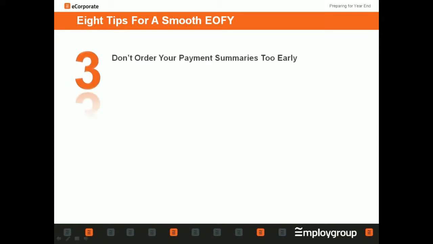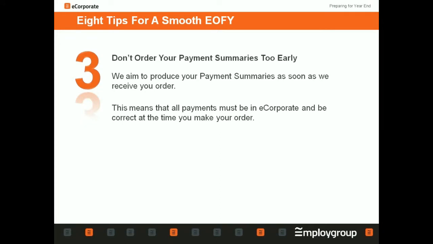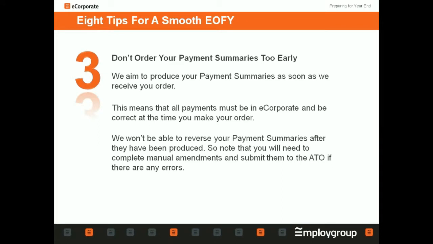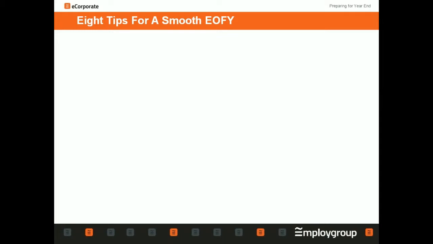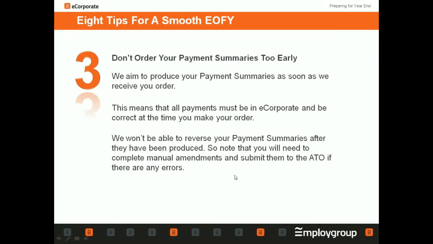Tip number 3, don't order your payment summaries too early. We aim to produce your payment summaries as soon as we receive your order. That means that all payments need to be in eCorporate and be correct at the time you make your order. We won't be able to reverse your payment summaries after they've been produced, so you will need to complete manual amendments and submit them to the ATO if there's any errors. So the key message here is don't order your payment summaries until you've run all your payrolls, you've checked all your data, and you're happy that everything is correct.